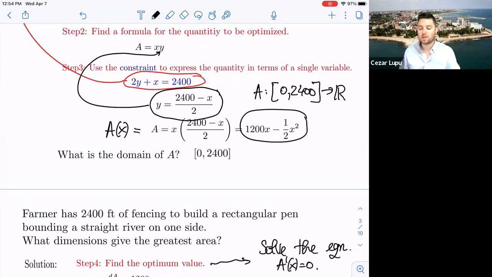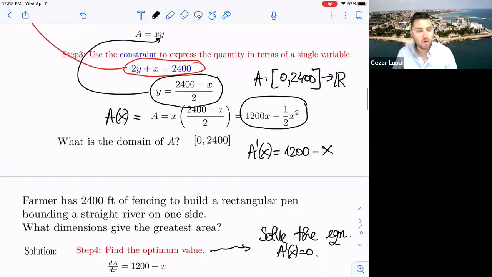So in other words, we need to take the derivative of this. So let's write it here. A prime of x is what? It's 1,200 minus x, right? So that's the first derivative of that function. All right, great. So we're going to set it equal to 0.